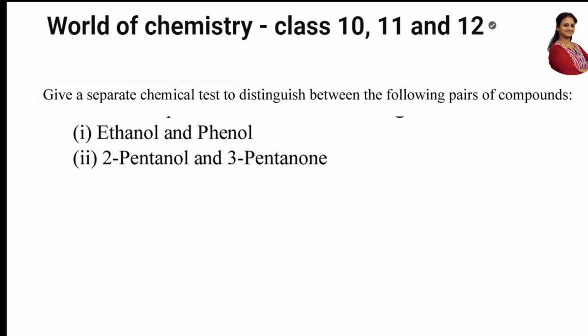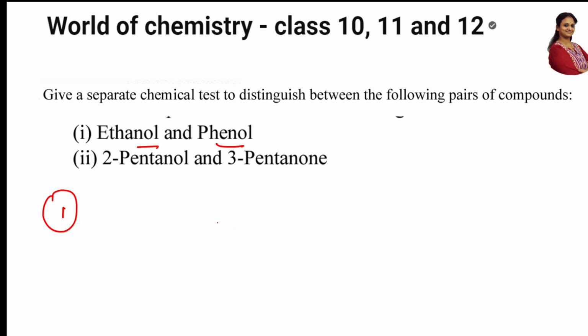Next. Give a separate chemical test to distinguish between the following pairs of compounds: ethanol and phenol, and 2-pentanol and 3-pentanone. Okay, let me do the first one. Ethanol, this is alcohol, this is an alkyl group, aliphatic. This is an aromatic ring.